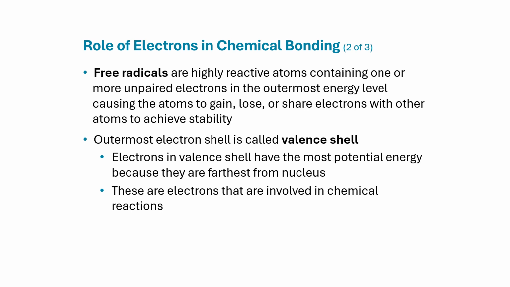Free radicals are highly reactive atoms containing one or more unpaired electrons in the outermost energy level, causing the atoms to gain, lose, or share electrons with other atoms to achieve stability. So the outermost electron shell is called the valence shell, and the electrons out there are called the valence electrons. Those have the most energy because they're farthest from the nucleus. And those are the electrons that are going to determine if that atom is able to make a chemical reaction.